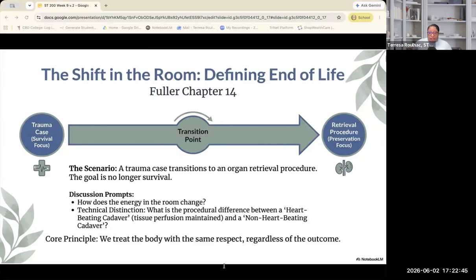Heart-beating cadaver, the brain is declared dead. Circulation is maintained like by a ventilator. Organs are remaining perfused, so circulation is still going through the body. A non-heart beating cadaver, circulation has ceased. Retrieval timing is critical due to tissue viability.